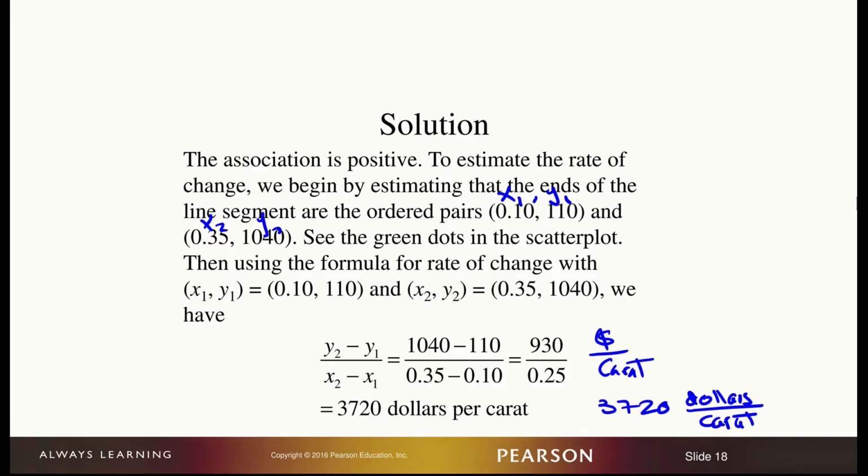So this is a nice example of using a linear model to estimate a given association. And again, it is an approximation. So basically we're saying if one piece of diamond weighs 1 more carat than another piece, it's going to cost $3,720 more than that piece.